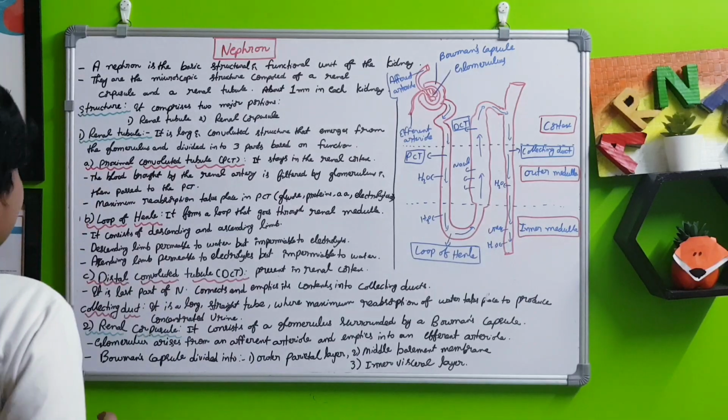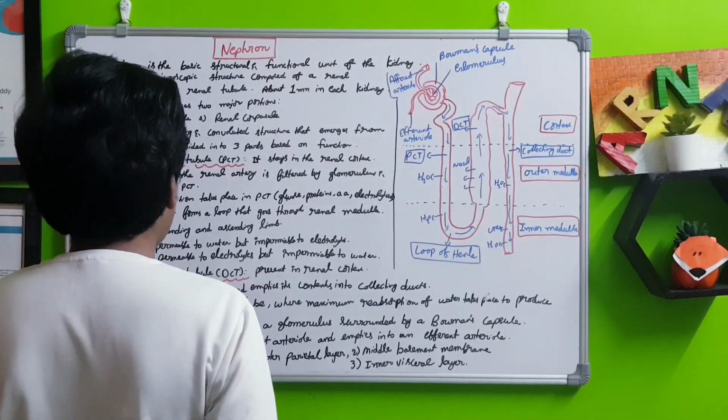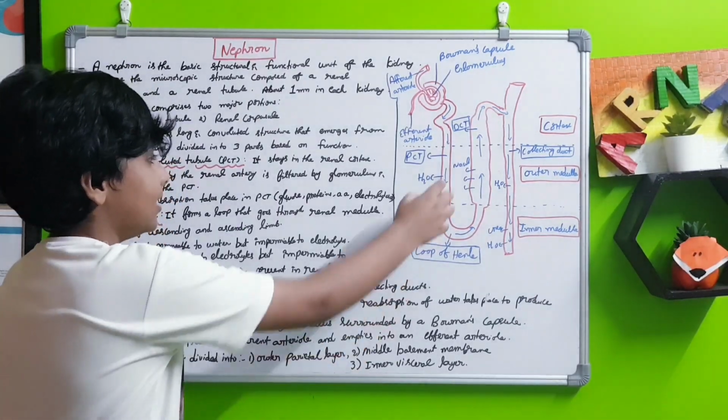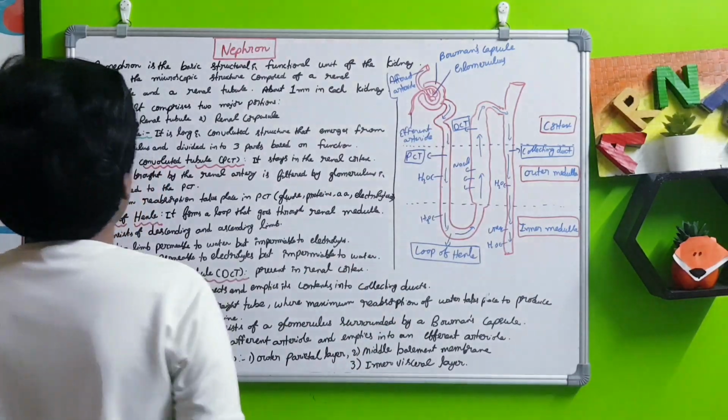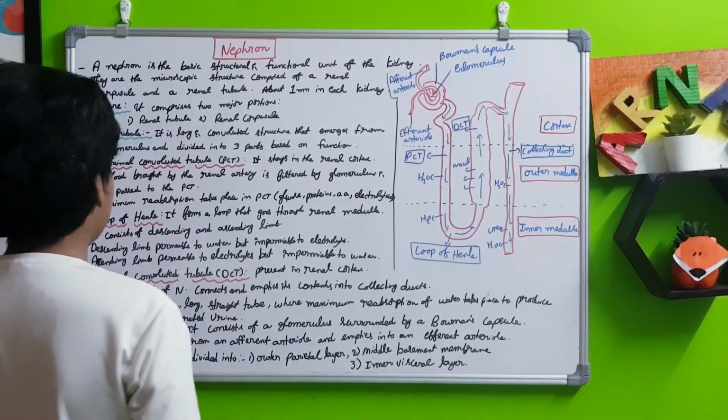Okay. So the first part is the proximal convoluted tubule. This is in this relative area. It stays in the renal cortex.